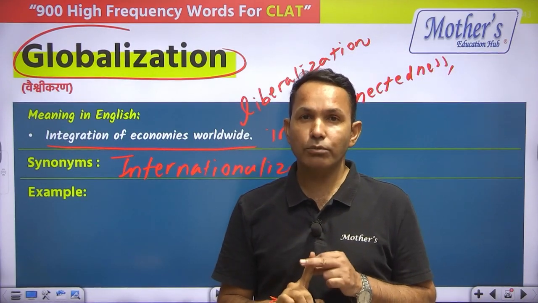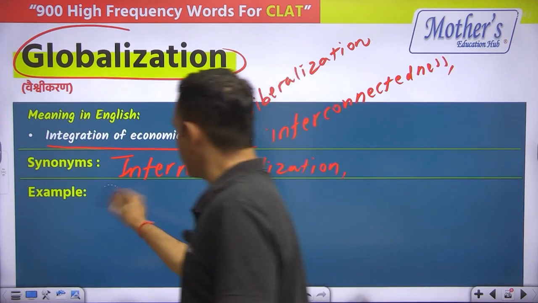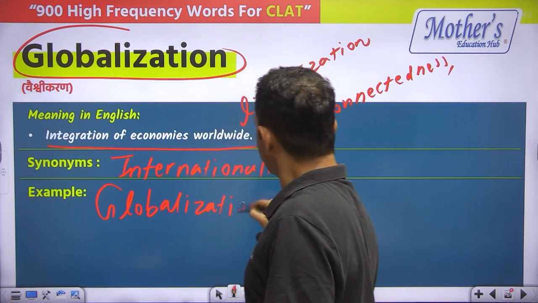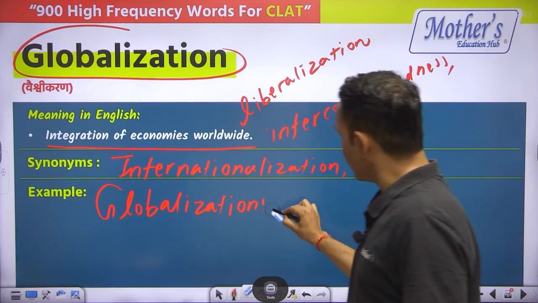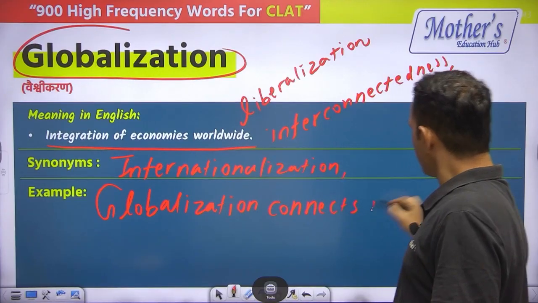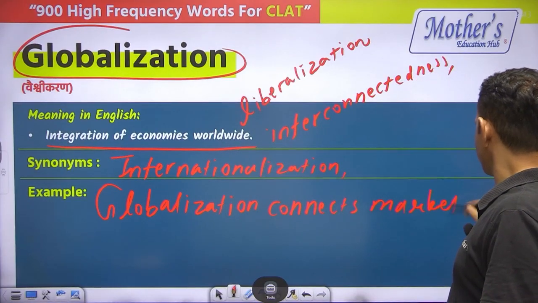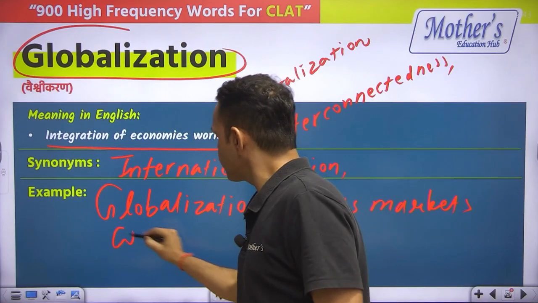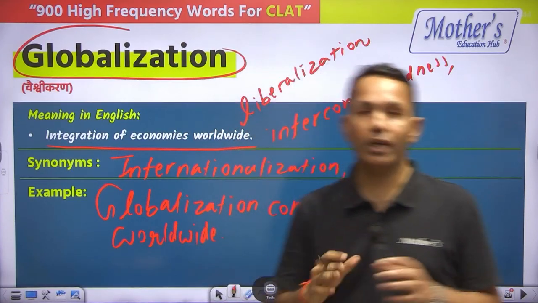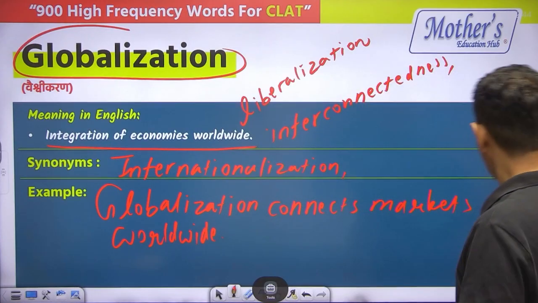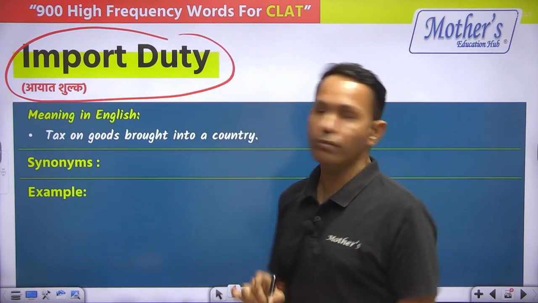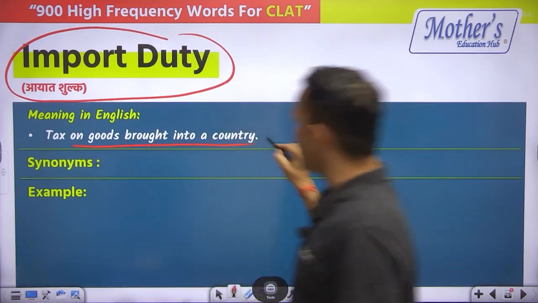Globalization connects markets worldwide. So that was the word globalization. Let's move on to the next word. Our next word is import duty. Import duty means tax on goods brought into a country.